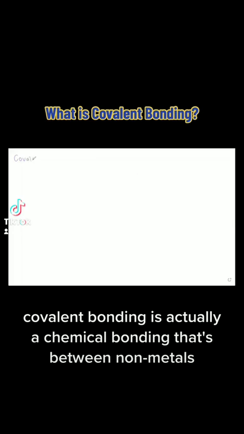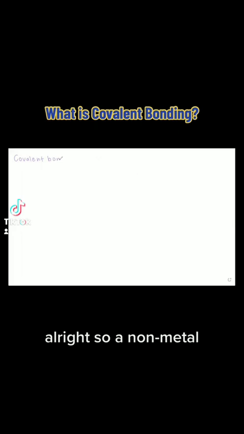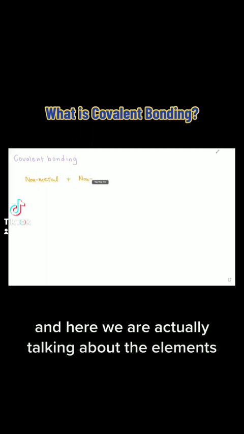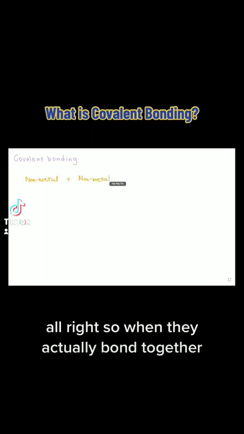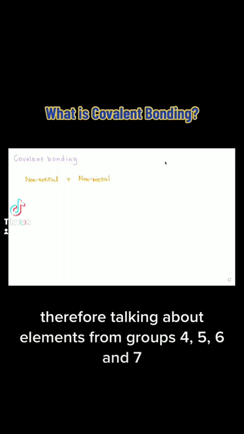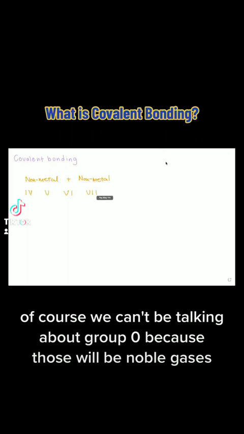Covalent bonding is a chemical bonding between non-metals, all right? So a non-metal bonds with another non-metal. And here we are talking about the elements, all right? So when they bond together, you're talking about elements from groups 4, 5, 6, and 7. Of course, we can't be talking about group 0 because those are noble gases.